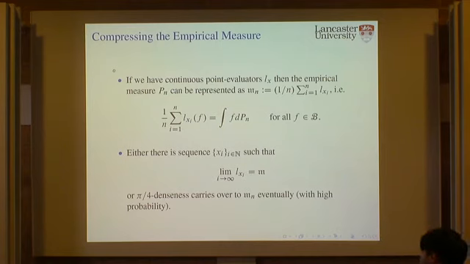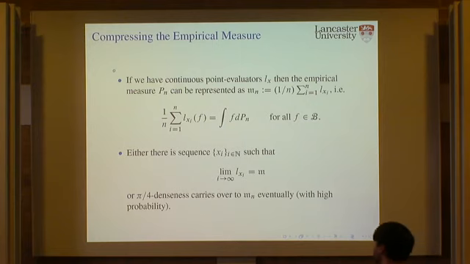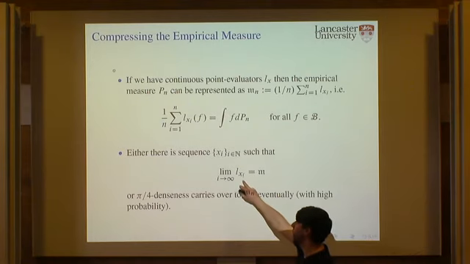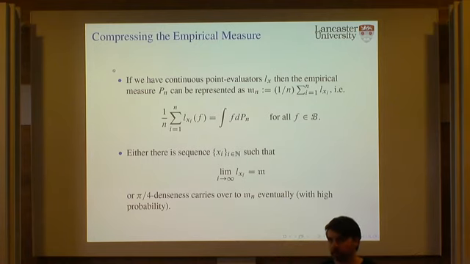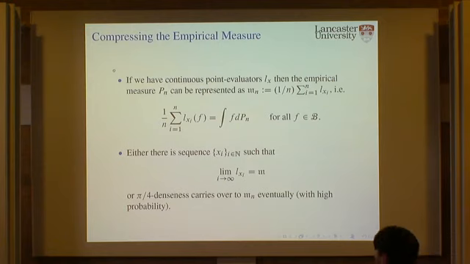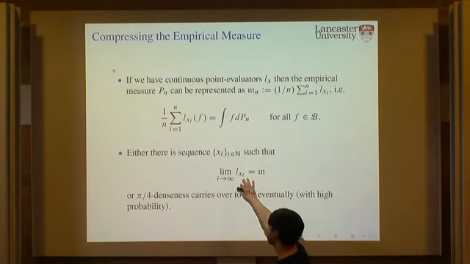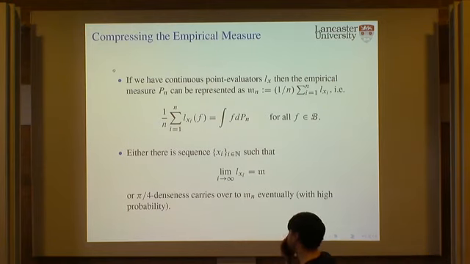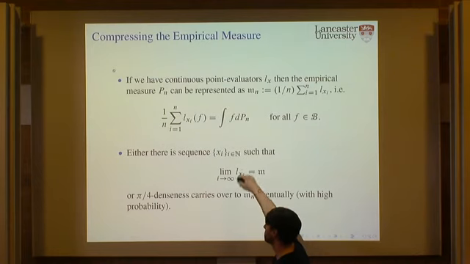I can have either a sequence yi in my dual space such that the point evaluator over the sequence converges to M. That would essentially be saying I can compress the empirical measure into a single point up to an epsilon approximation error. That would be obviously quite nice, but it's not really the realistic case. So this is one thing that can happen.